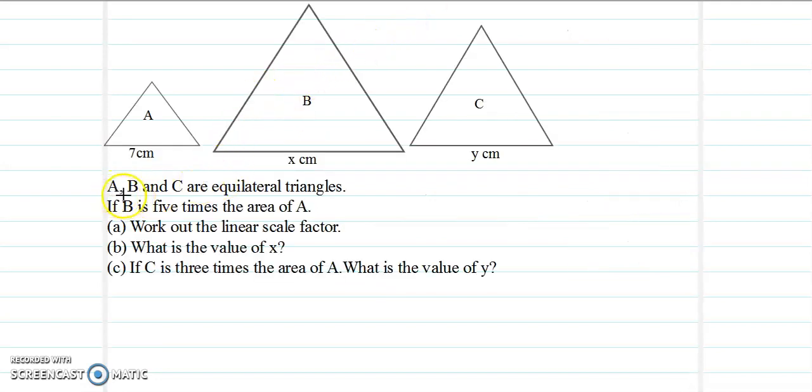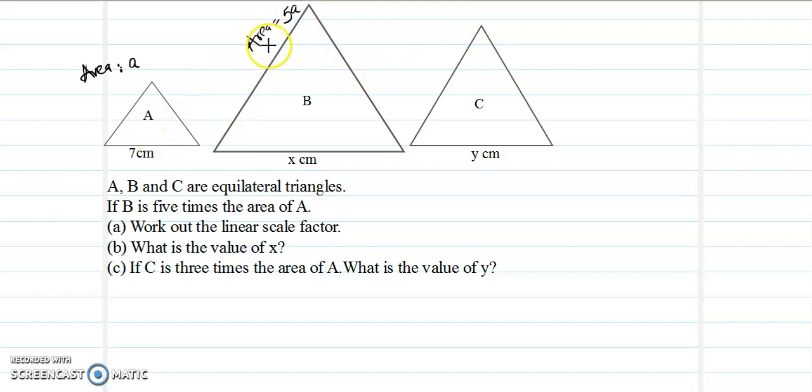Okay. Now let's look at this also. In this case, it says A, B, and C are equilateral triangles. If B is 5 times the area of A, work out the linear scale factor. You don't know the area of A, but I can say let the area of A be small a. That means the area of B will be 5 times A, because they said the area of B is 5 times the area of A. So if the area of A is a, the area of B will be 5a.